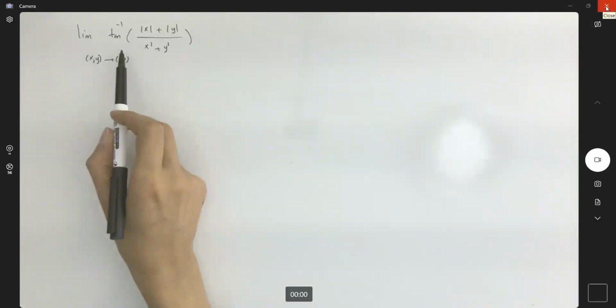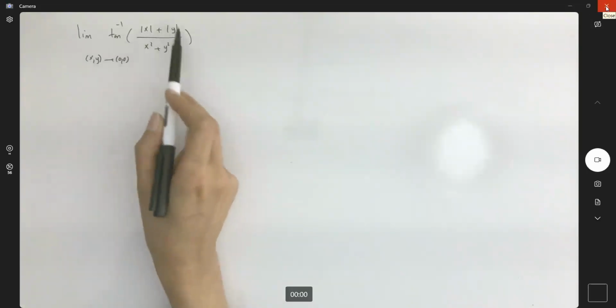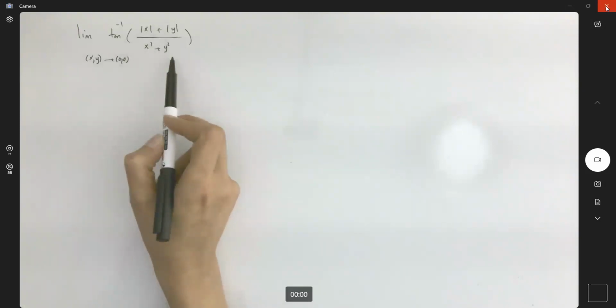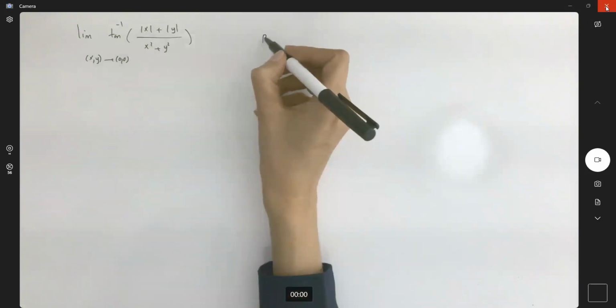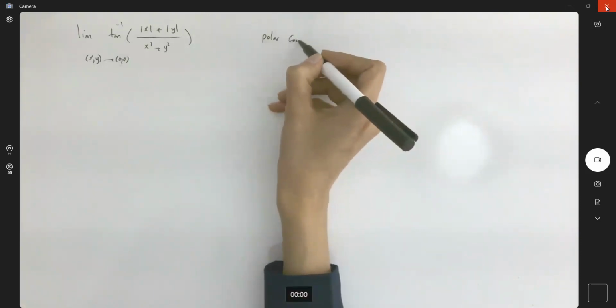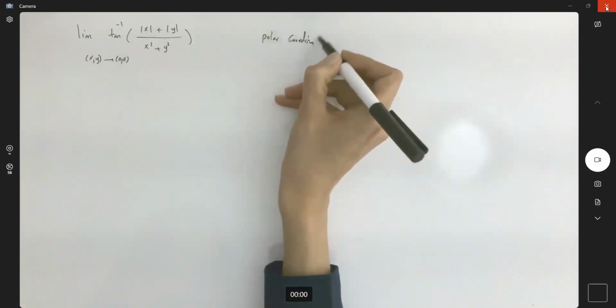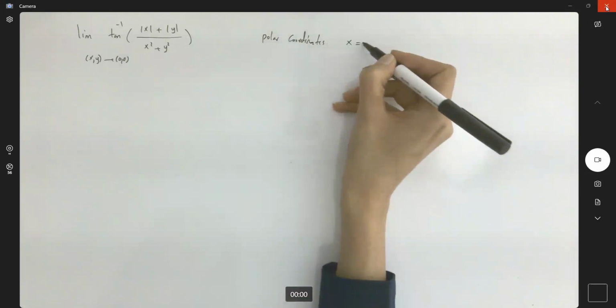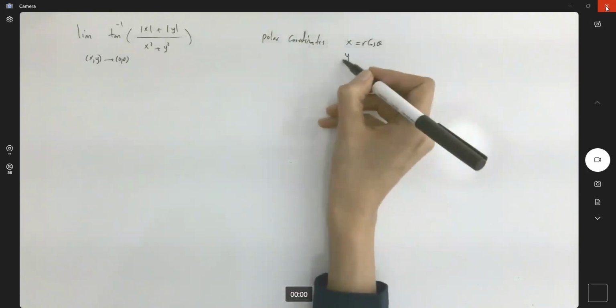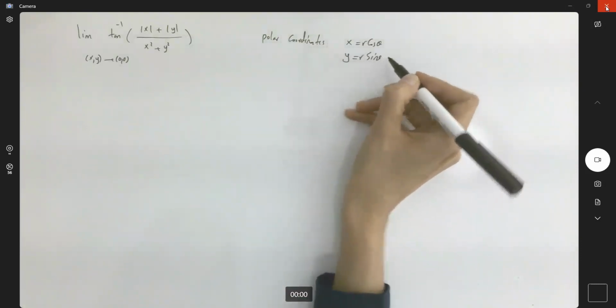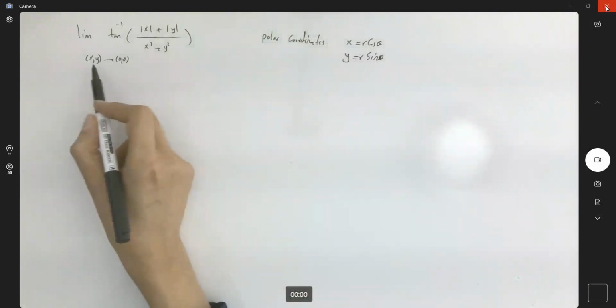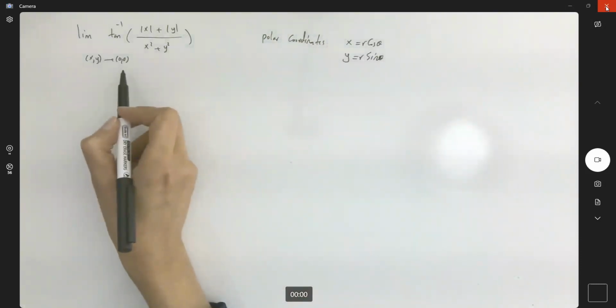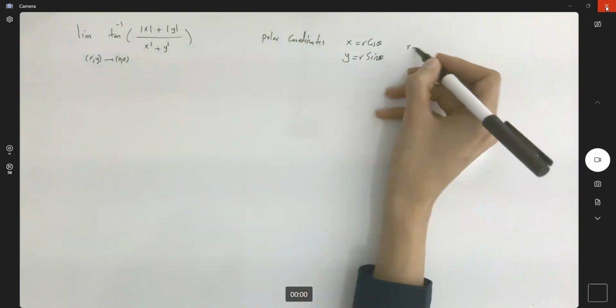Find the limit of inverse tangent of absolute value of x plus absolute value of y divided by x squared plus y squared. Let us apply polar coordinates. Remember that x is r cosine theta and y is r sine theta, and since you are going to approach the origin, your r approaches 0.